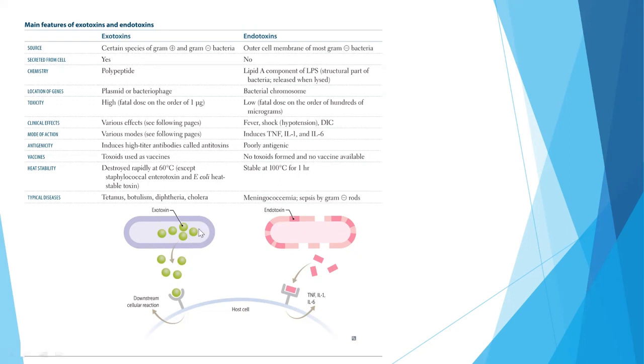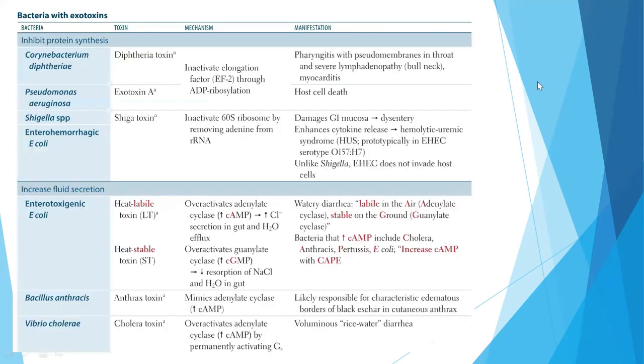Here we can see that exotoxin is produced by the bacteria. Then there is the downstream cellular reaction when it binds to the host cell. And whenever the bacteria dies, there is release of endotoxin. This endotoxin binds on the receptor, and there is an inflammatory response.